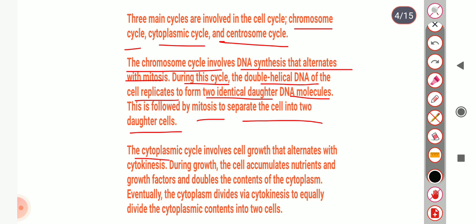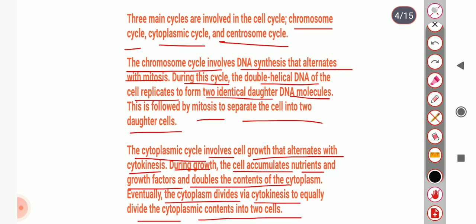The second one is the cytoplasmic cycle. It involves cell growth that alternates with cytokinesis. During growth, the cell accumulates nutrients and growth factors and doubles the contents of the cytoplasm. Eventually, the cytoplasm divides via cytokinesis, equally dividing the cytoplasmic content into two cells.